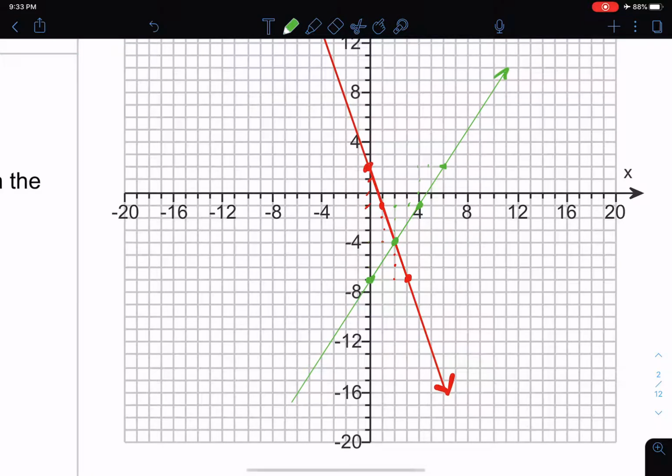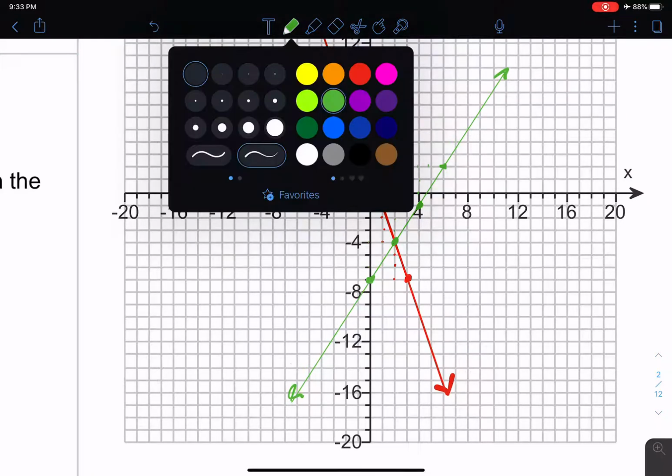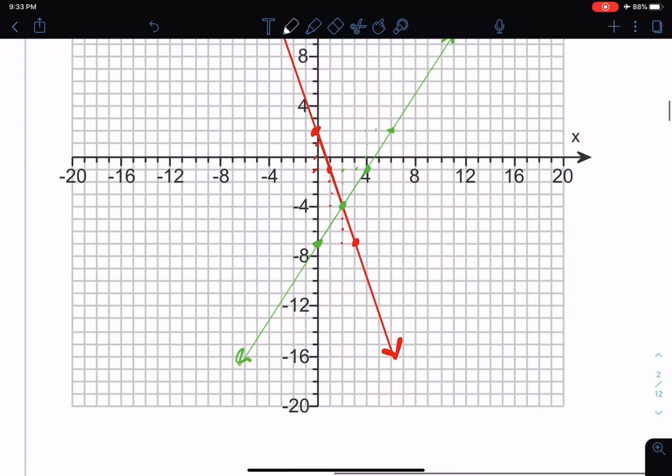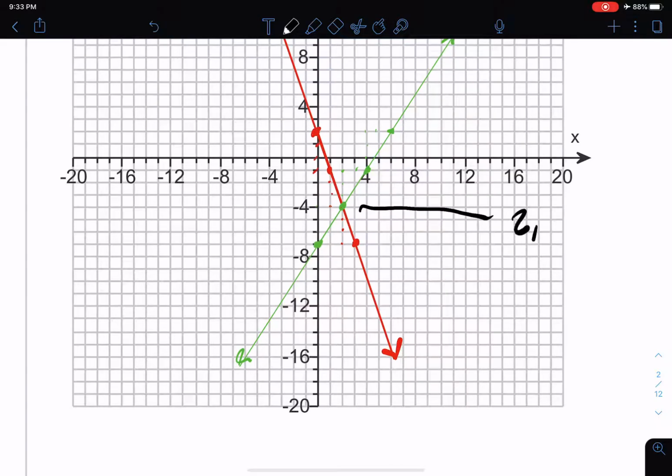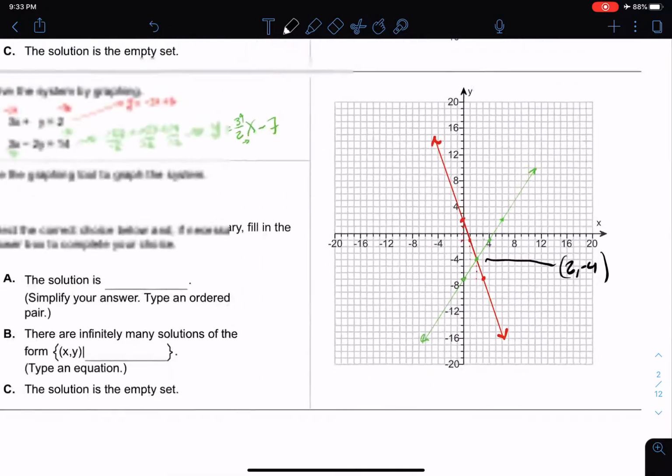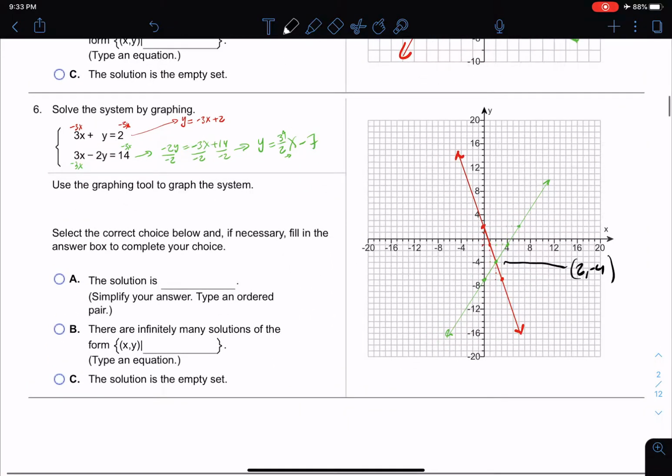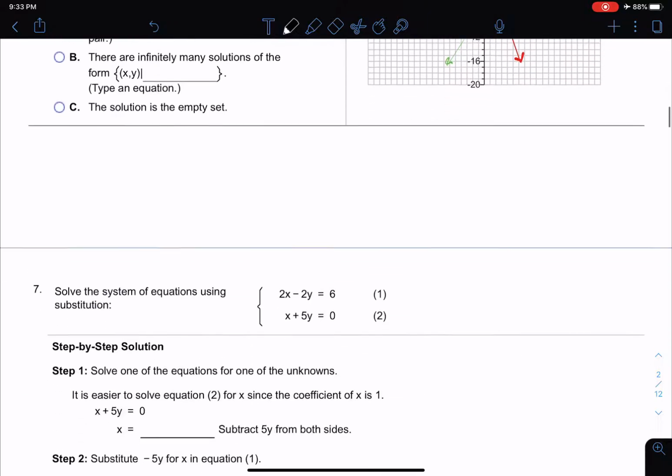So we go ahead and finish that, and we can see the point of intersection happens to be right here at 2, negative 4. And that's the solution, 2, negative 4. Let's move on to the next one.